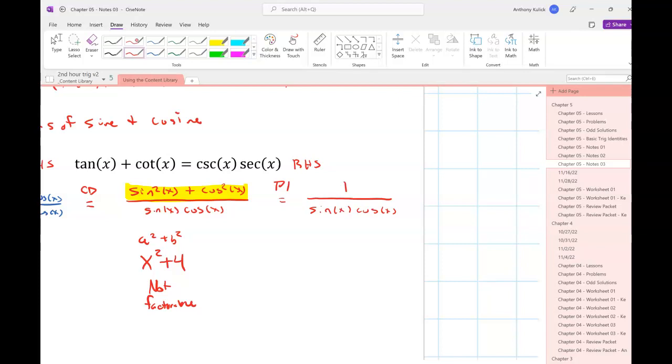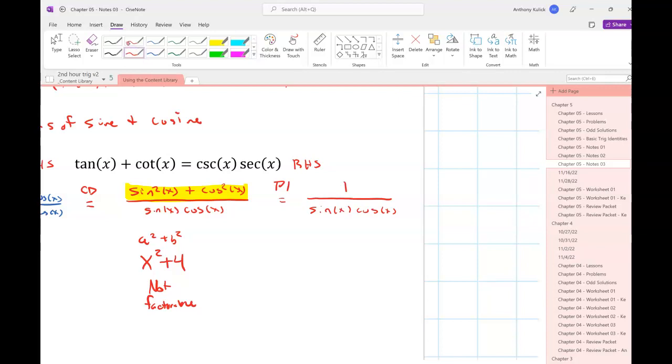Now, let's keep in mind where we're trying to get to. How do we know when we're done? What does this thing have to equal? Cosecant times secant. What is cosecant again the same as? 1 over sine. And what is secant the same as? 1 over cosine.